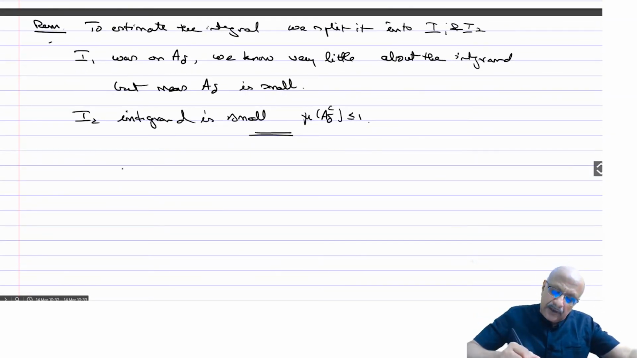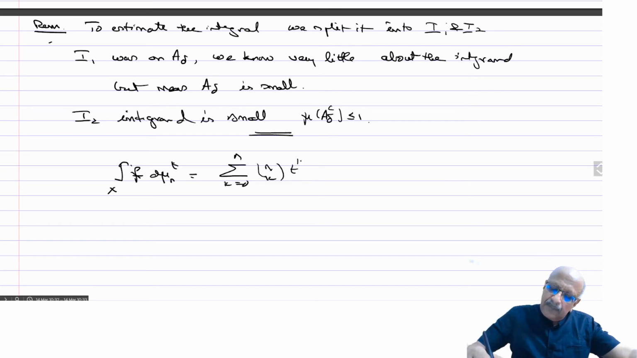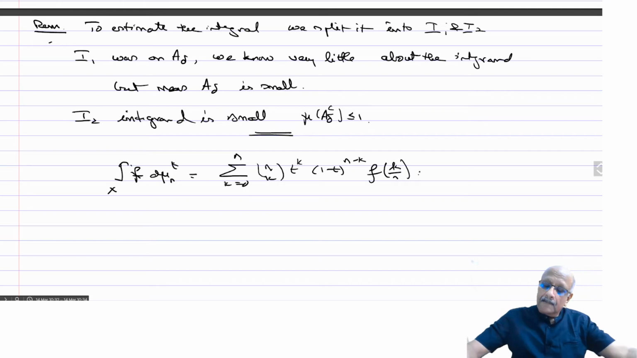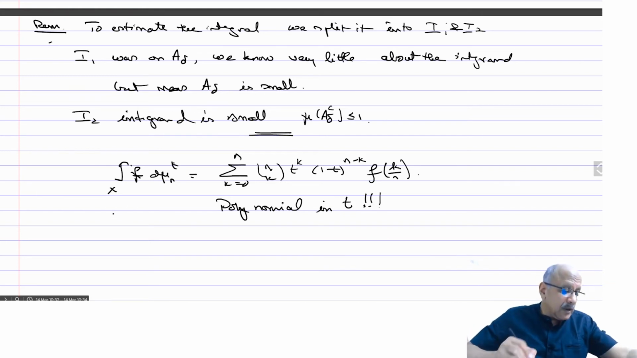Now let us consider the integral of f d mu n t over X. What is this? This is equal to the sum from k equals 0 to n of n choose k, t to the power k, 1 minus t to the power n minus k, times f of k by n. Now this is a polynomial in t, and therefore we have proved the Weierstrass theorem.